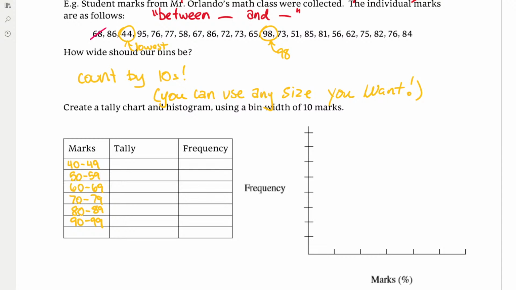So let's count, shall we? 68 goes there, 86 goes there, 44 goes here, 95 goes there, 76, 77, 58, 67, 86, 72, 73, 65, 98, 73, 51, 85, 81, 56, 62, 75, 82, 76, 84. So it should look like that. That is it. And now let's just count it. That is 1, that's 3, that's 4, that's 7, that's 6, and that's 2. So now we've got our count.